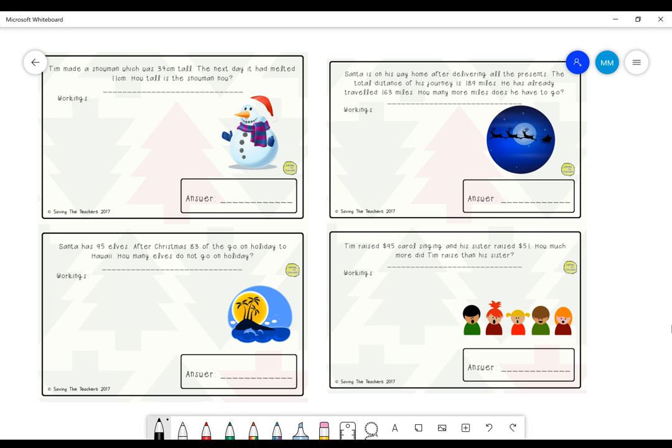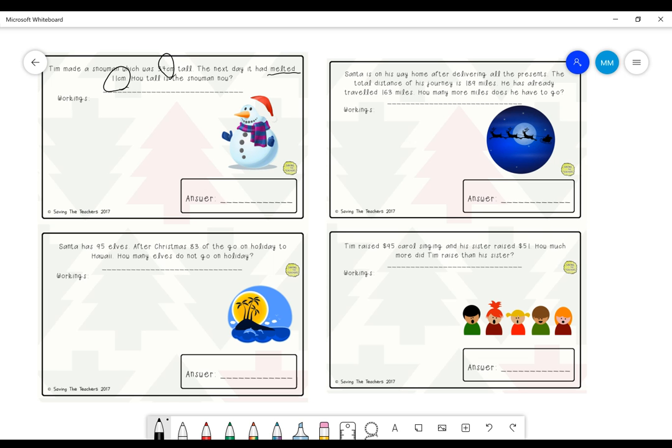All right, let's start with this jolly little snowman right here. It said Tim made a snowman which was 34 centimeters tall. The next day, it had melted 11 centimeters. How tall is the snowman now? This problem sounds very similar to one of our problems from yesterday. We have some snow melting, but let's go back and read it again. It said Tim made a snowman which was 34 centimeters tall. The next day, it had melted 11 centimeters. How tall is the snowman now?